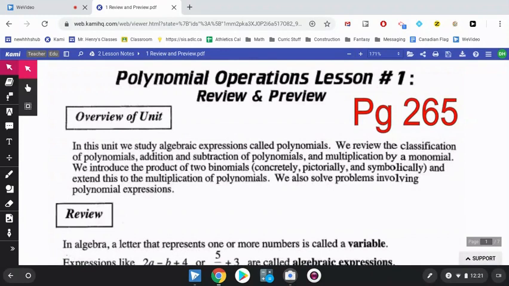Then we've got the blurb in your workbook here. In this unit, we study algebraic expressions called polynomials. We review the classification of polynomials, addition and subtraction of polynomials, and multiplication by a monomial. We introduce the product of two binomials, so that'll be new, and extend this multiplication of polynomials. We will also solve problems involving polynomial expressions. Polynomials are great because they allow us to represent something with an unknown quantity, and that's the variable.